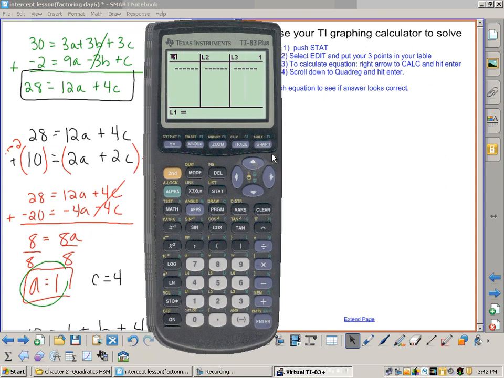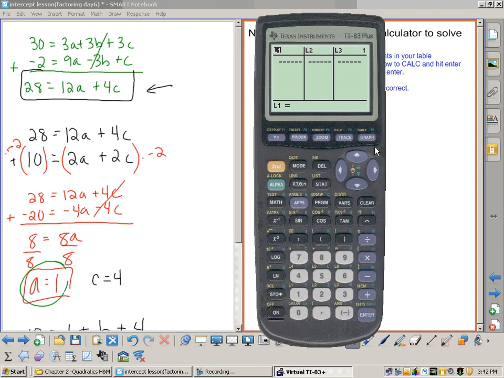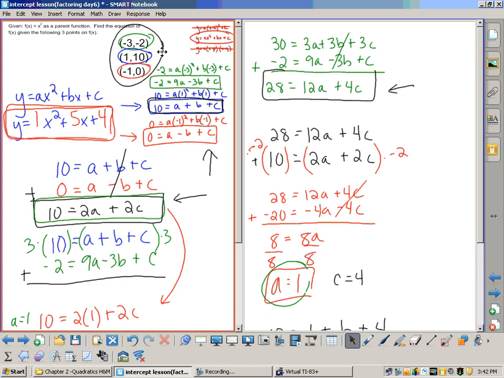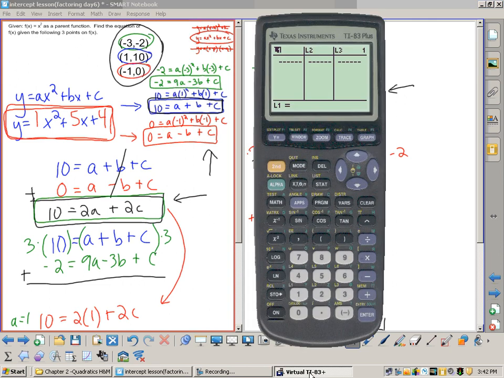So what I'm going to put into L1 and L2 are my points, okay? So my points were right here. These were my 3 points. L1 is going to be all my x values. So I have -3, I have 1, and I have -1. L2 is going to be -2, 10, and 0. Alright, so you have your 3 points here. -3, -2, 1, 10, -1, 0. Double check that you have the right points in there.